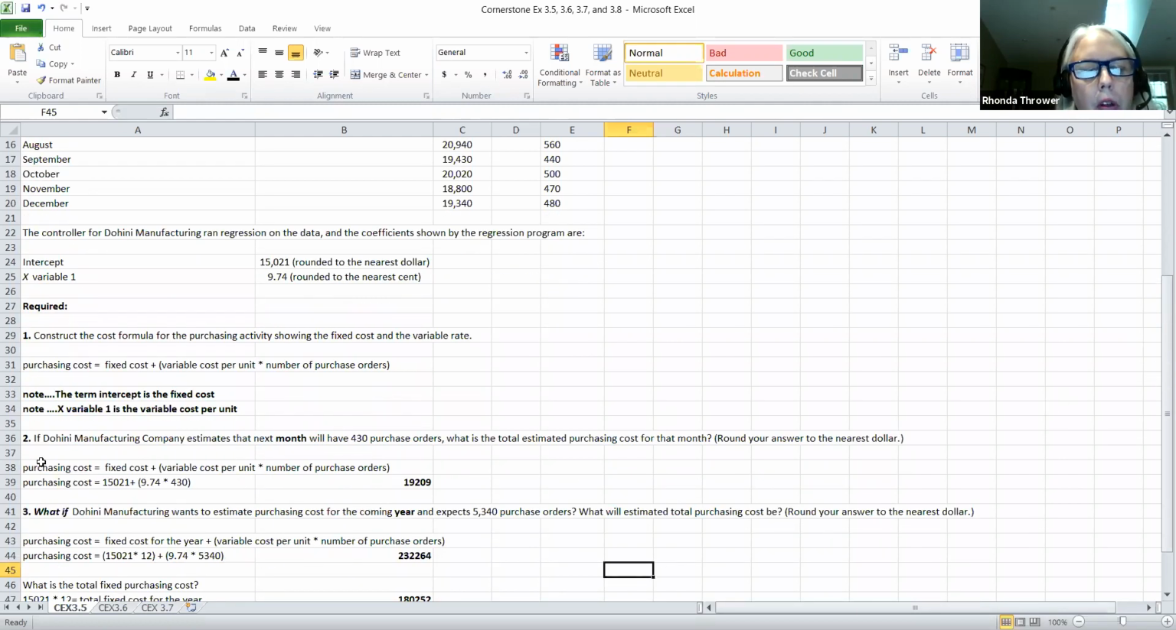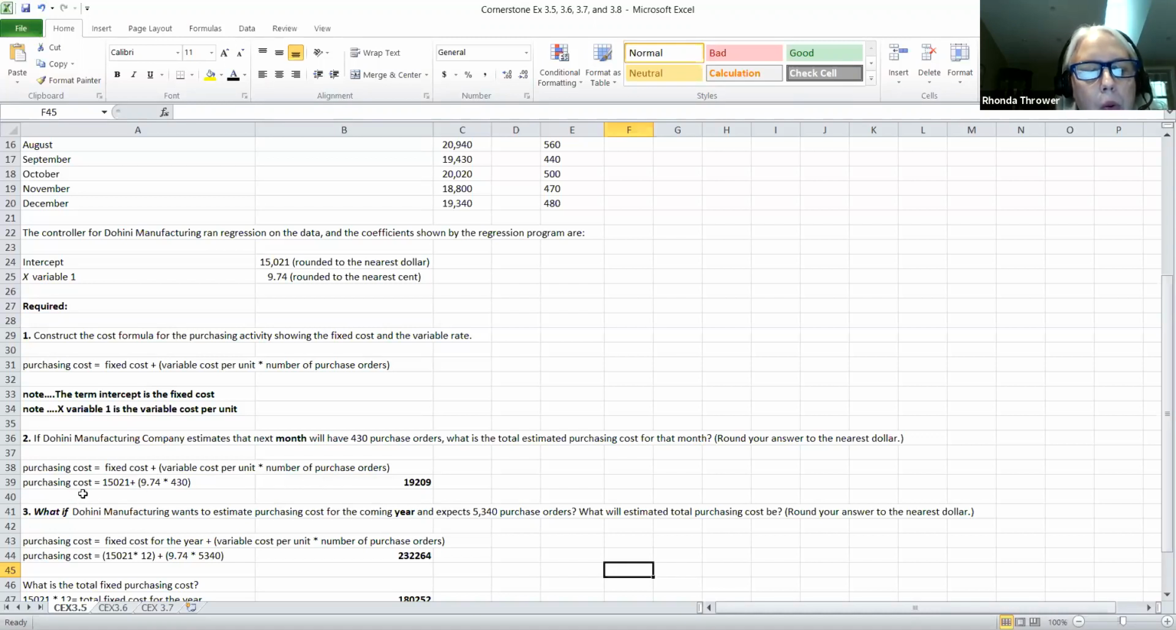In part 2, it says if Doheny Manufacturing Company estimates that next month they will have 430 purchase orders, what is the total estimated purchasing cost for that month? And so the formula, again, I've restated for you. The purchasing cost would be equal to your fixed cost plus your variable cost per unit times the number of purchase orders.